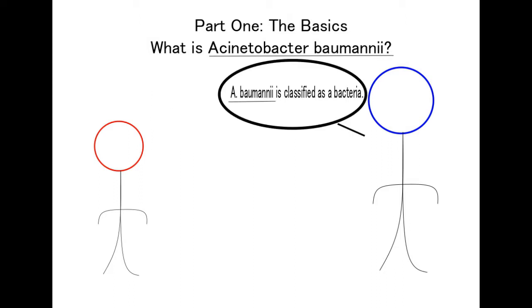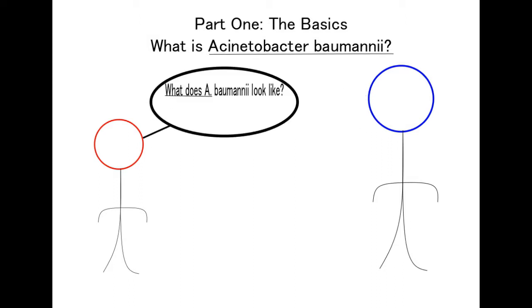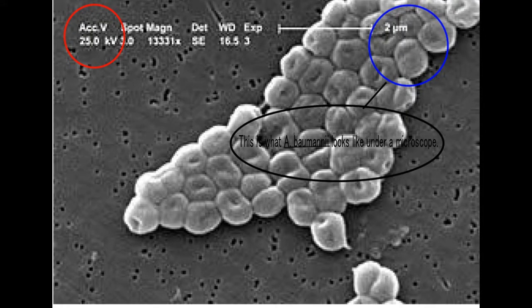A. Baumannii is classified as bacteria. What does A. Baumannii look like? This is what A. Baumannii looks like under a microscope. As you can see, it has a round shape with an impression in the center. The bacteria also does not have a flagella, which most bacteria use to move around. It exhibits a very twitchy movement when moving around.